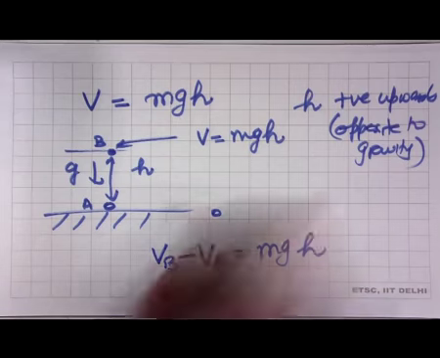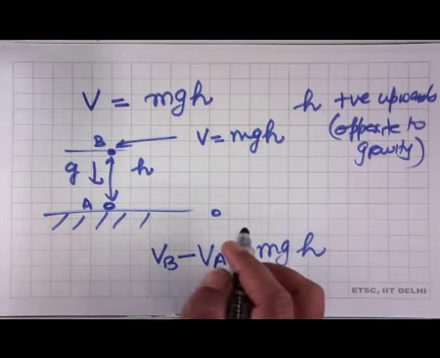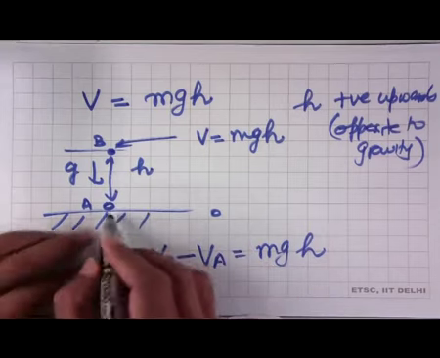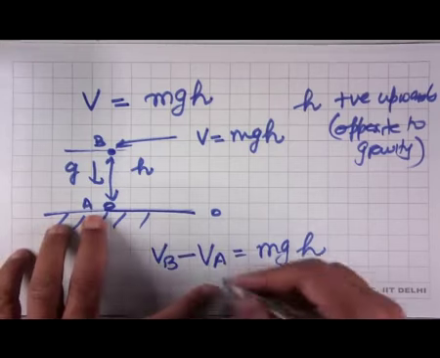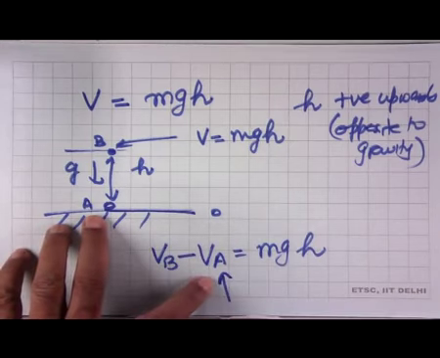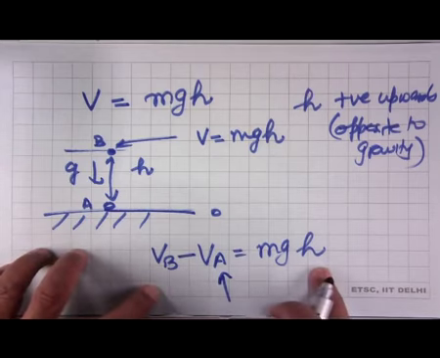Now what can be done is, we can choose the reference level as 0 at any point. That means if at the surface of the Earth we say potential energy is 0, so we choose Va equal to 0, then we get Vb equal to mgh.